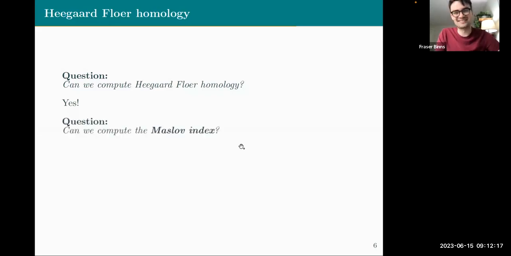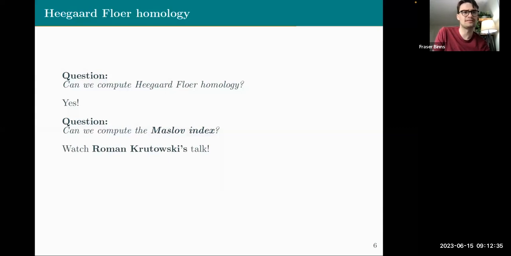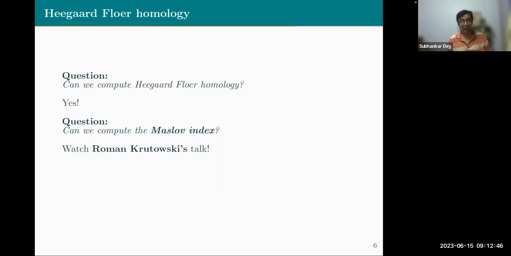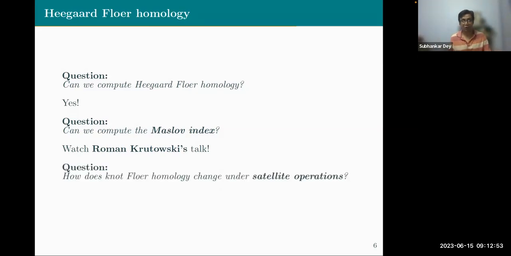Okay. And this brings us to Roman Krutowski's talk, which will address this kind of question. In particular, Roman is going to be talking about the Maslov index, and he'll give a combinatorial description of it. This is one of the gradings of the knot Floer package we talked about in an earlier slide. Right. So we have talked about satellites and how hard it is to compute. Paul Bories is going to be talking about how knot Floer homology changes under satellite operations. This builds on various very deep work in knot Floer homology over the last decade, so please check that out as well.